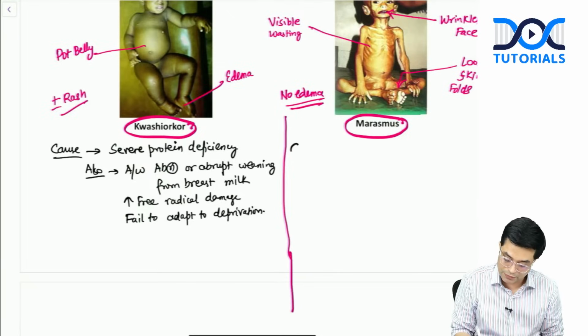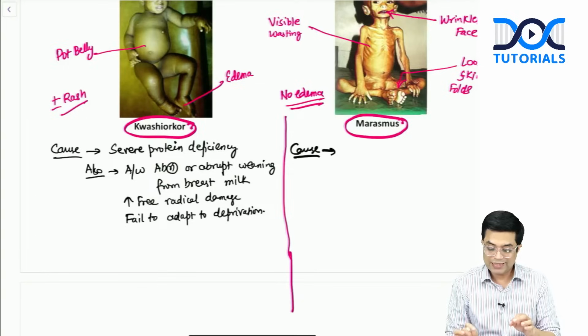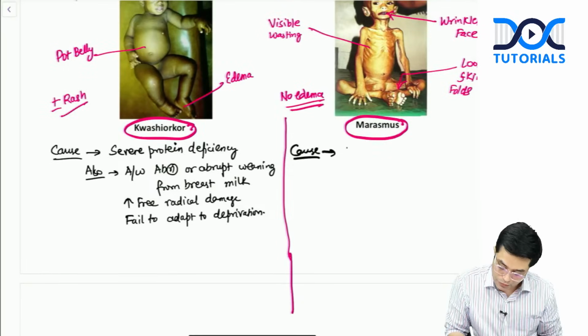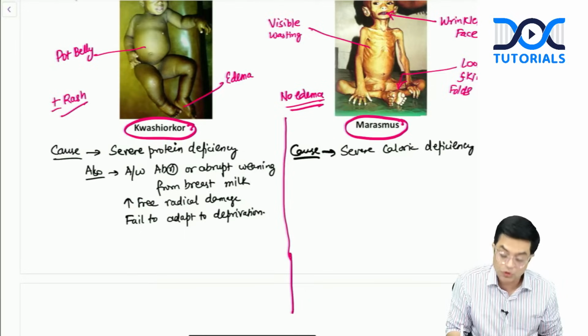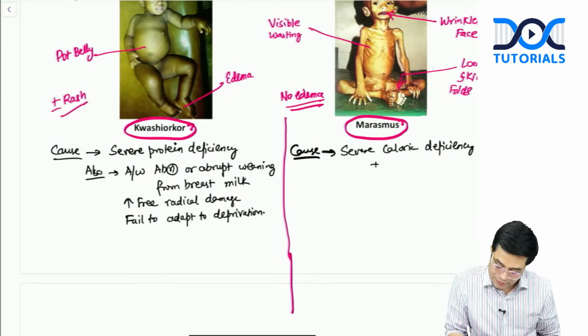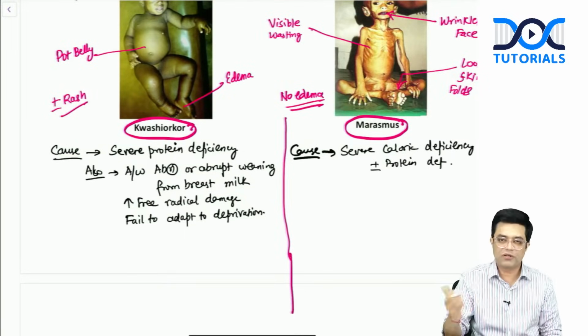On the other hand, marasmus में calorie protein दोनों deficient हो सकते हैं, but the features are predominantly produced by severe caloric deficiency. Calorie means carbohydrate deficiency is there, plus minus protein deficiency. So protein deficiency is usually milder. It may or may not be there.